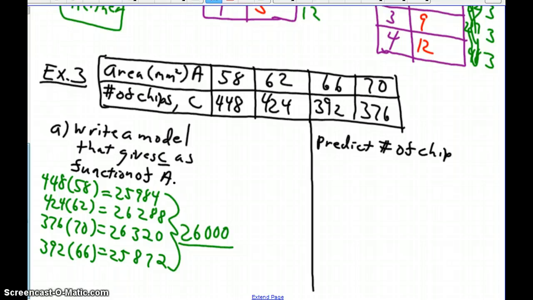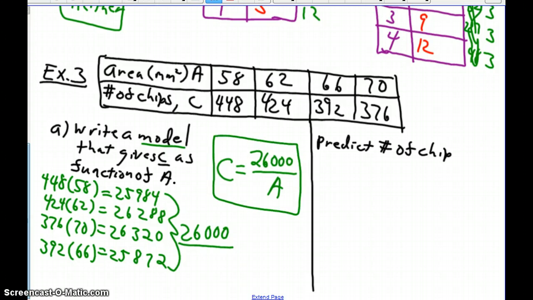Okay? All right, now your job is to write a model that gives C as a function of A. Okay? So here we go. C equals what now? What does C equal? 26,000 over A. Very good. There's the answer right there. Okay, because once again, it says this. Write a model that gives C, which is the number of chips over A, the area in square millimeters. Okay, so instead of using X and Y, you're using C and A, right? Same thing though. Okay, so that's the first part.